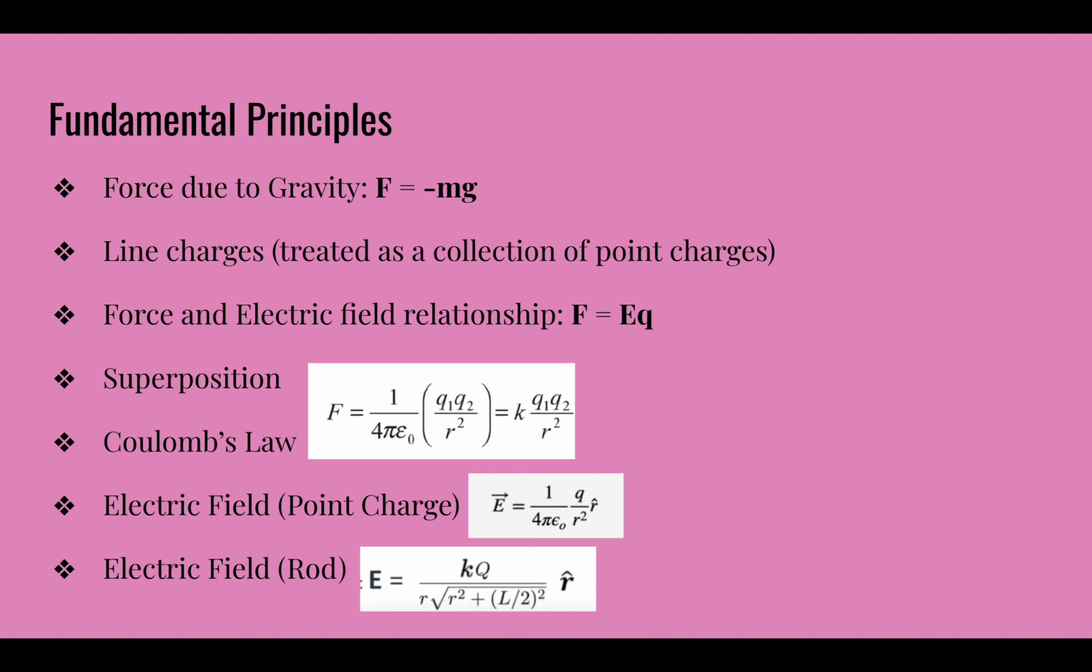The fundamental principles that we're going to be using in this experiment are the force due to gravity, which is F equals negative mass times the acceleration constant g. We're going to be talking about line charges, and how a line charge is treated as a collection of point charges. We're going to be using the force and electric field relationship. We're going to use the elements of superposition, Coulomb's law, as well as these two equations here for the electric field of a point charge and the electric field of a rod.